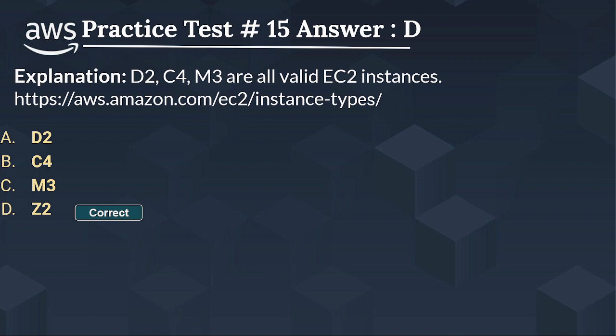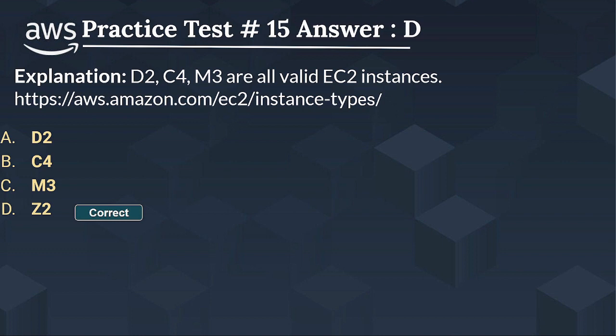D2, C4, M3 are all valid EC2 instances. HTTPS, AWS, Amazon.com EC2 instance types. Let's move to next question.